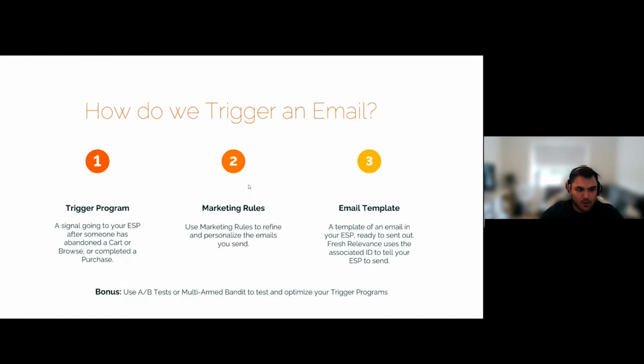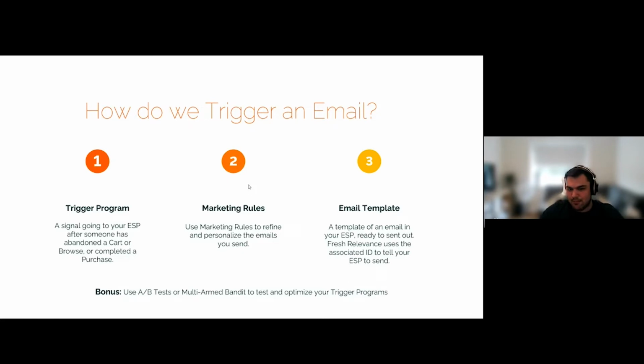We then have marketing rules, so we can start to refine and personalize the emails that are sent. Maybe we want to send one email to one person and a different email to another person. This is how we can get really personal with how we send out those triggered emails and make them less than just a simple "you've looked at this product, do you want to buy it?" We can get a little bit more personal with things.